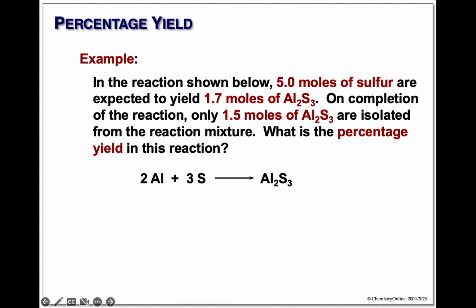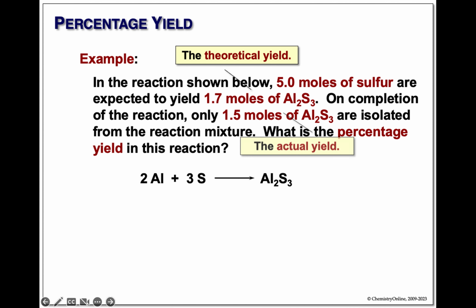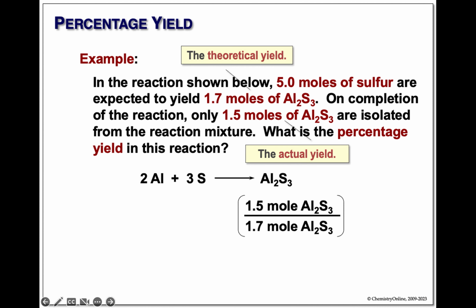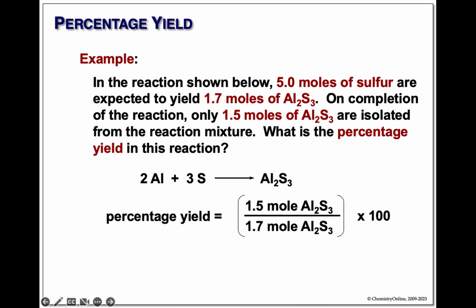Well, it's going to be actual divided by theoretical times 100, isn't it? There's our theoretical, 5. 5 moles gives 1.7. The actual was 1.5. We simply take this ratio, multiply it by 100, 88%. That's simple, isn't it?